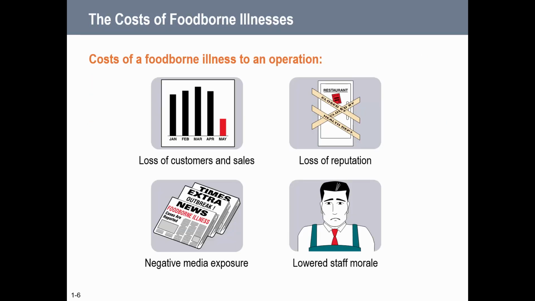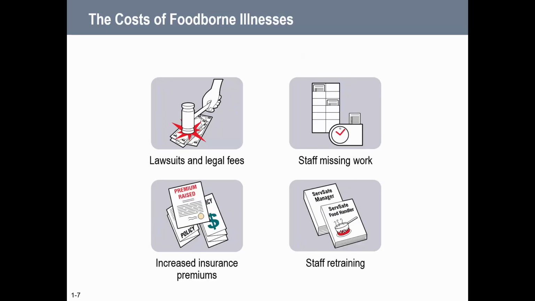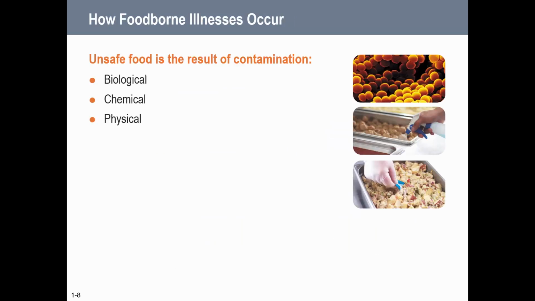And there are lots of costs of a foodborne illness. So if a restaurant experiences a foodborne illness, a lot of times that may affect their reputation, it may affect their sales, they may look bad in the media, staff may not want to work there, you may have lawsuits, increased insurance premiums, etc. So there are lots of reasons why we want to really make sure that we're being as food safe as possible. And the number one is our customers as well.